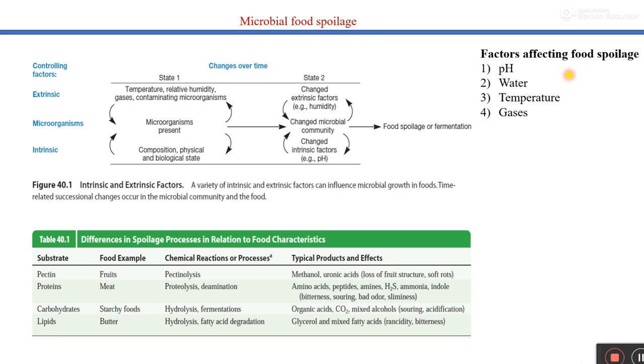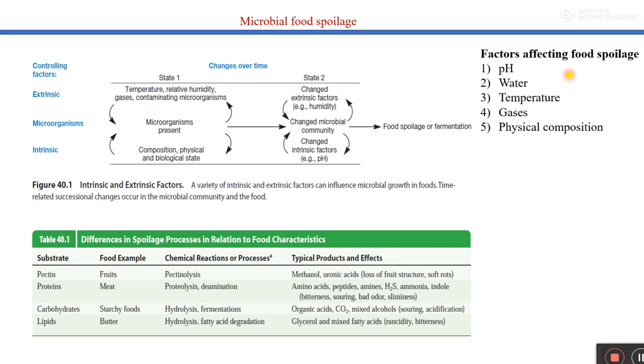The fourth important factor is gases. If a particular food is rich in oxygen, then there is a chance of the growth of aerobic microorganisms, and if a particular food is devoid of oxygen, there is a chance of the growth of anaerobic microorganisms, which ultimately leads to its spoilage or fermentation respectively.